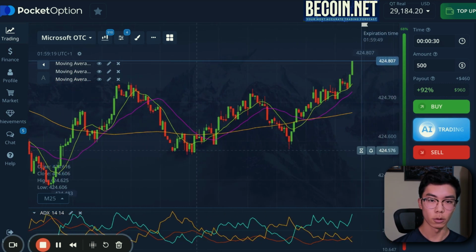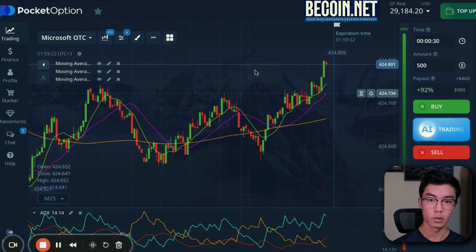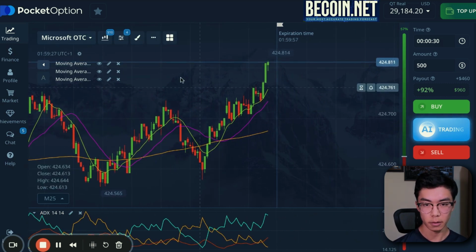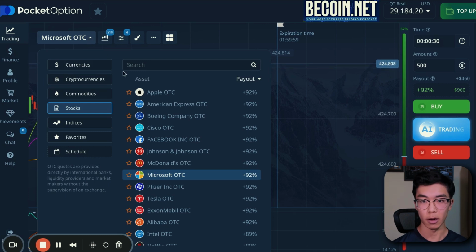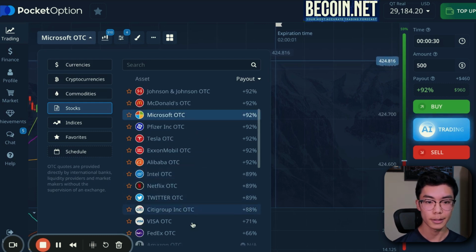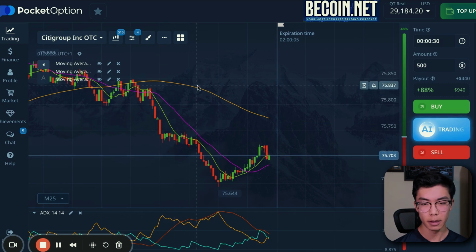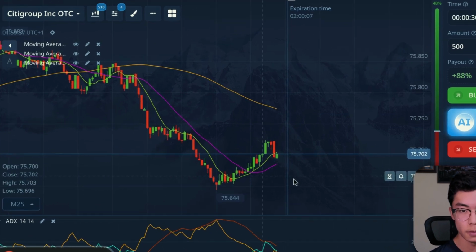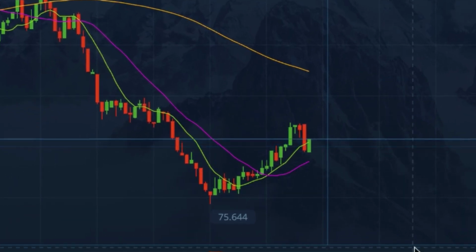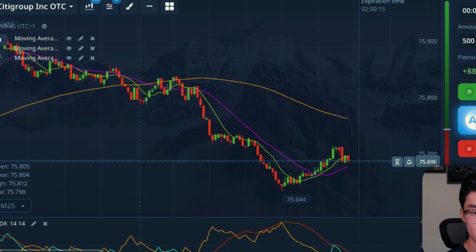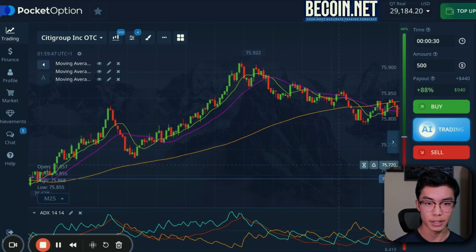So you can see the general trend right here. See the general trend, okay? So right now it's a little bit riskier, so I wouldn't make any trade right now. But let's go to Citigroup. Right here, there's a little bit of trend downwards, actually. So when it crosses over downwards, it's definitely a good opportunity to buy. There's no solid support or resistance right here.